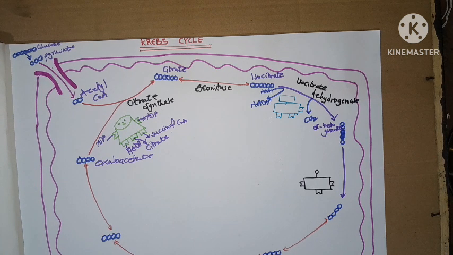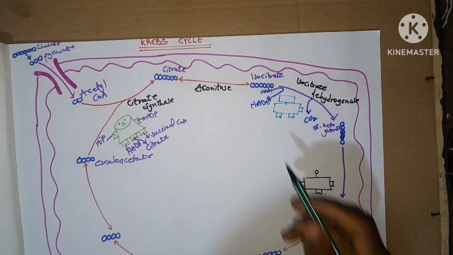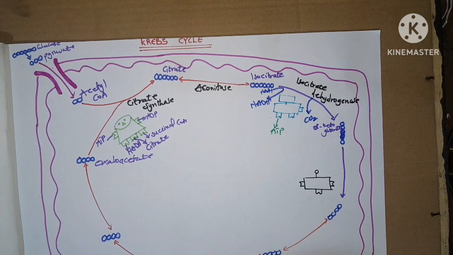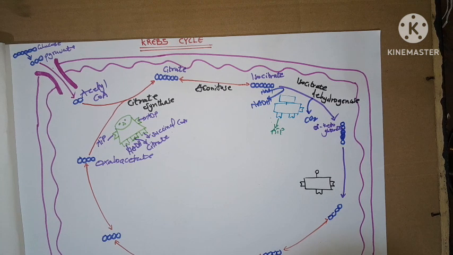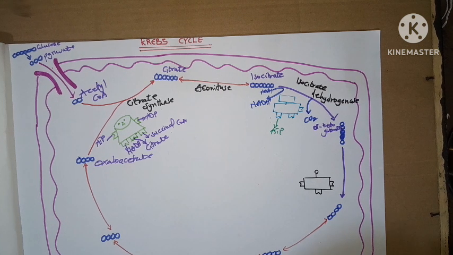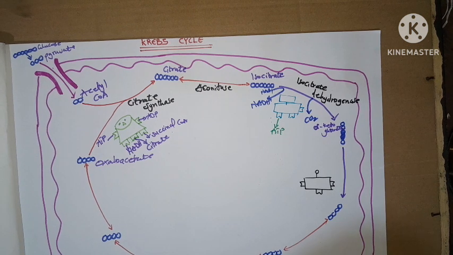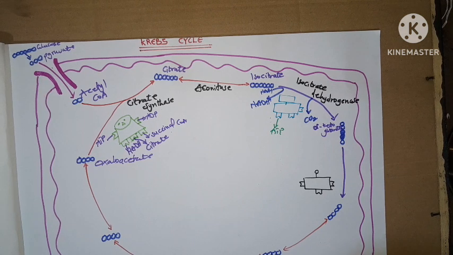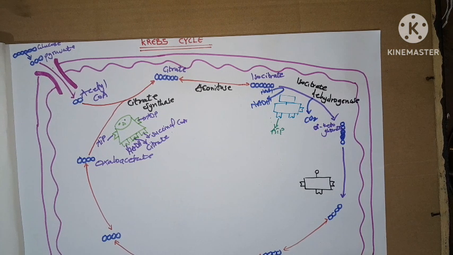So let me do that one here. Too much ATP will stimulate this enzyme. And also too much ATP will inhibit this enzyme from making more ATPs. And then too much ADP will stimulate this enzyme to make more ATP.